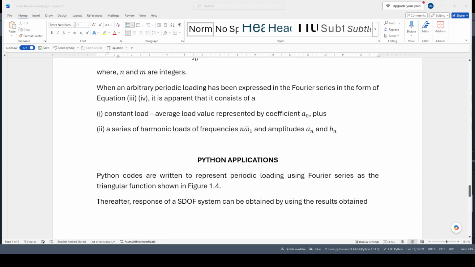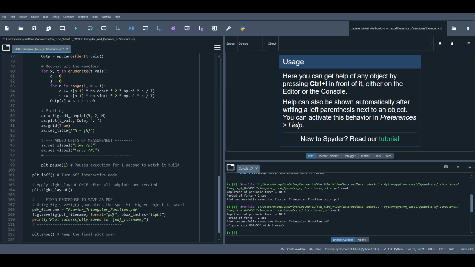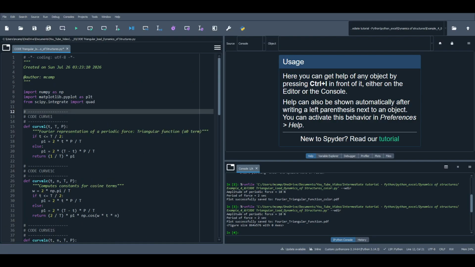Now we consider a Python application, and we develop Python code using a Fourier series and a triangular function similar to this, where this triangle can repeat in time. We can see the Python code. You can see it line by line.